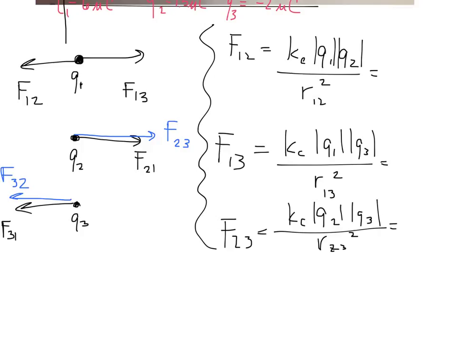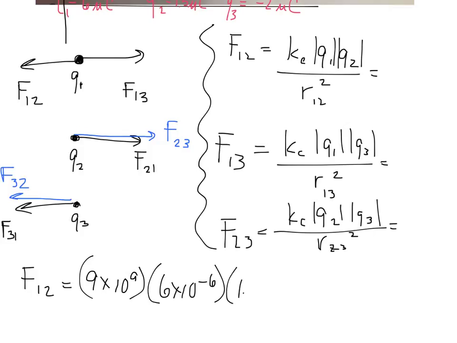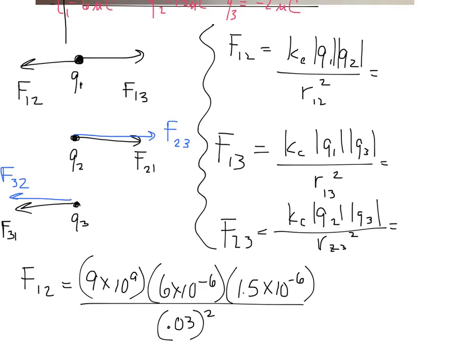All right, so I'm going to write these down at the bottom here. F12. Come on, people, you should be writing this. 6 times 10 to the negative 6, 1.5 times 10 to the negative 6, all over 0.03 squared. Did I write the right numbers down there? I couldn't see up the top.